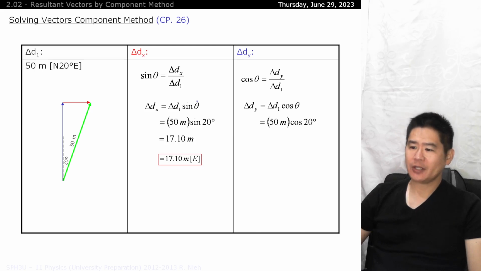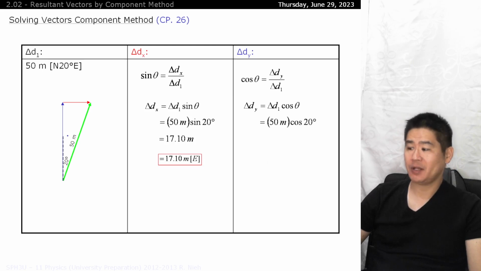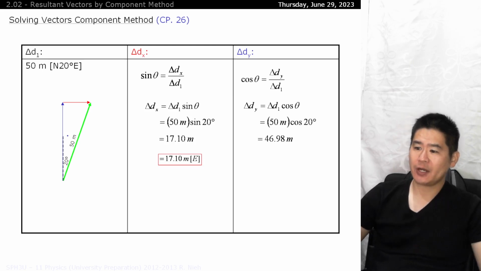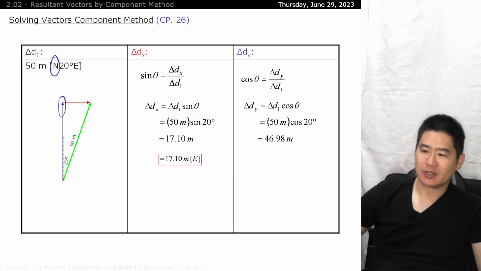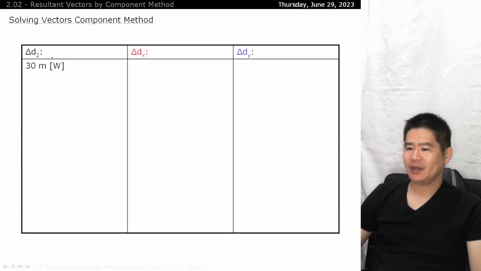Crunch the numbers in your calculator, and hopefully it should be comparable to 50 meters, not as small as 17 meters. As for direction, there's two ways of figuring it out. You'll see that in your sketch it points upwards, and as a component of the vector, only north is described, so it must be north. Let's rinse and repeat for this one over here.